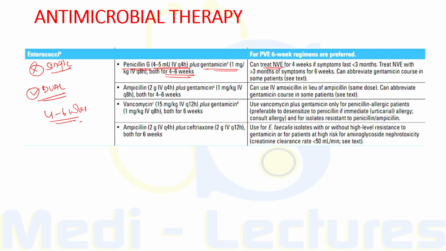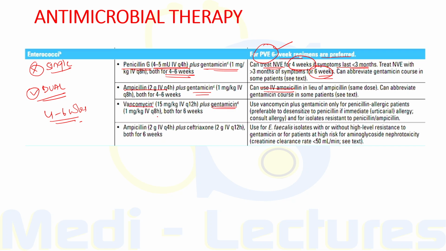For native valve endocarditis, we prefer treatment for 4 weeks if the symptoms last for less than 3 months. But if symptoms last for more than 3 months, we will treat for 6 weeks. Similarly, for prosthetic valve endocarditis, 6-week regimens are always preferred. Alternatively, instead of penicillin, we can combine ampicillin with gentamicin. Also, we can alternatively use amoxicillin.